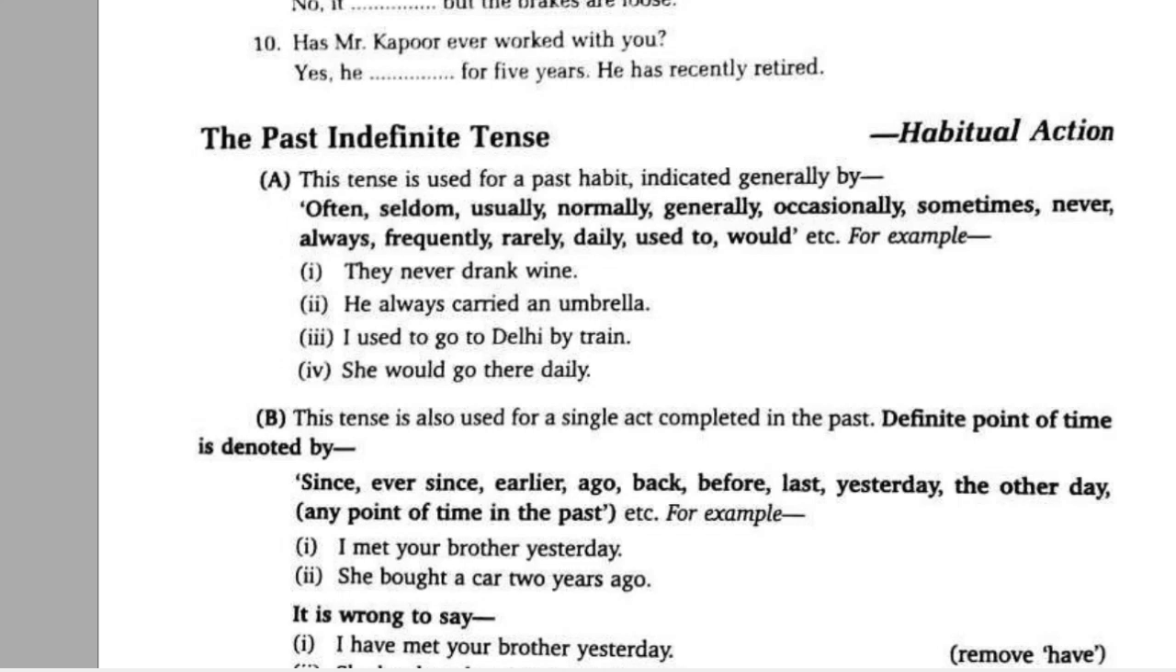They never drank wine. वो कभी नहीं पीते. He always carried an umbrella. वह हमेशा एक umbrella रखता था. This is not रख रहा है, रखता था.